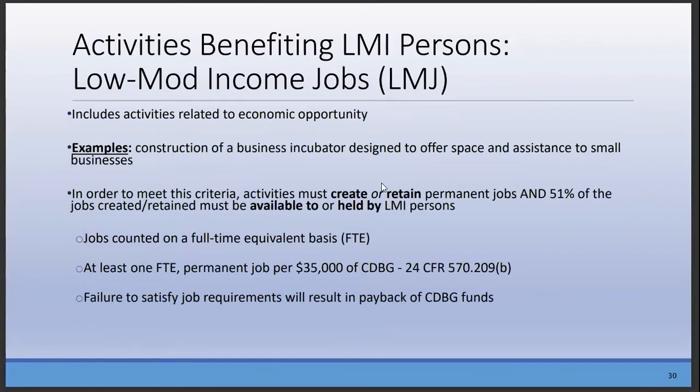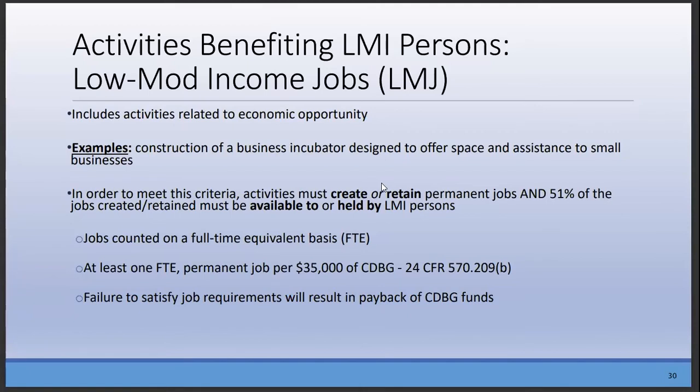Low Mod Income Jobs, or LMJ, is the third subcategory that assists persons who are low to moderate income. In order to meet this criteria, activities must create or retain permanent jobs and 51% of the jobs created or retained must be available to or held by LMI persons. Please note that jobs counted are based on a full-time equivalent basis, or FTE, which is the same as working 40 hours per week.